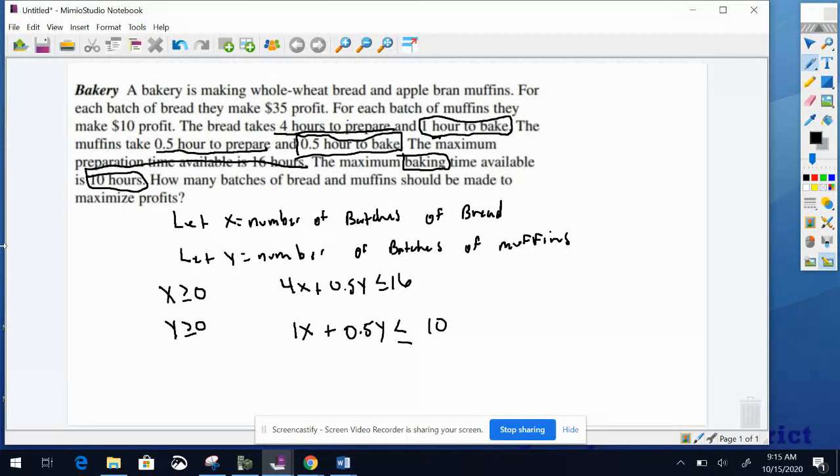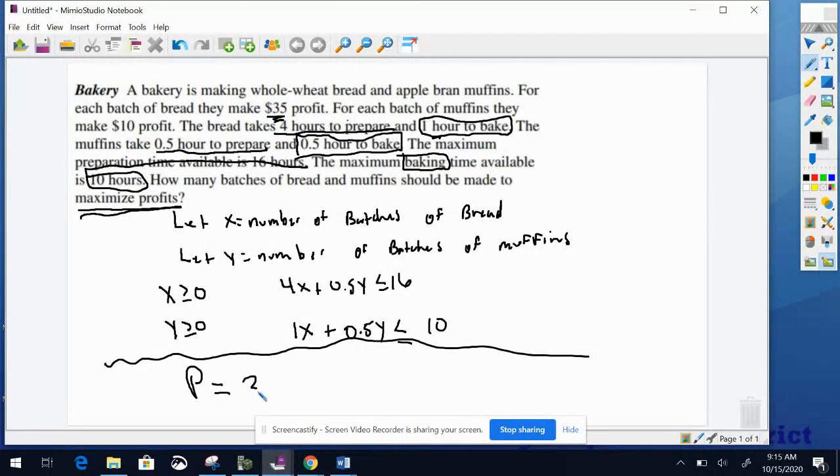The other thing that we have is the objective function, and you've got to make sure you read through the problem. It will tell you the objective function is what you're trying to maximize. Well, I'm trying to maximize profit, so I would have the objective function as P equals, I'm going to make $35 per loaf of bread and $10 per batch of muffins. So there's the objective function.